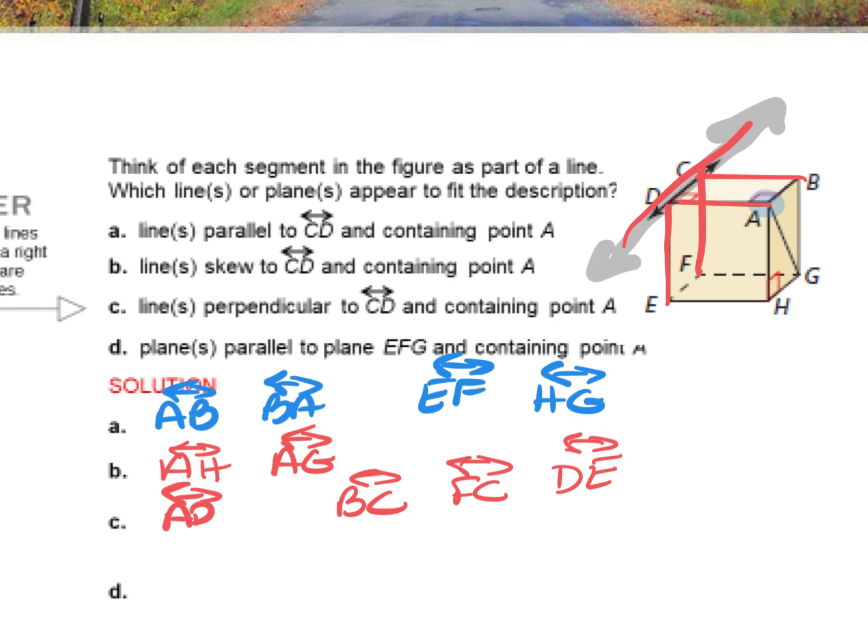And then the last one wants us to find a plane that's parallel to plane EFG. So plane EFG is the bottom. Which plane would be parallel to EFG? BCD. Okay, BCD. Any one of the 4 letters that are going around the top. Could have been ABC, could have been DAB, any of those, or like he said, BCD. Just remember to write the word plane in front.